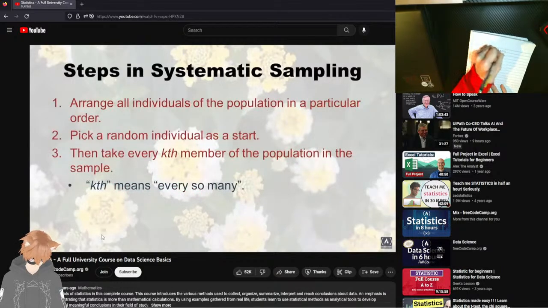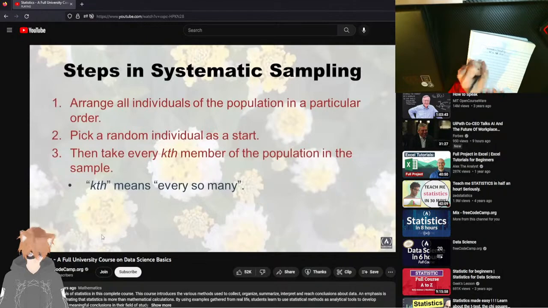So whether you have a list or not, what you have to do for step one is arrange all the individuals of the population in a particular order. Now, if it's a list, you just make it in whatever order you want to make it in. But if we're talking about, for example, patients coming into the ER, well, they come in the order that they want to. So they already are arranged in the list, right? You just don't have to list it.